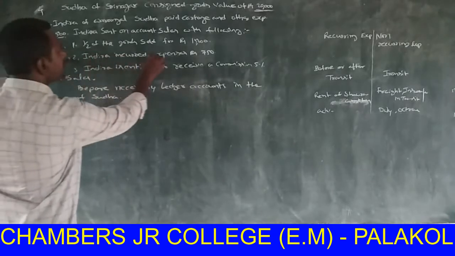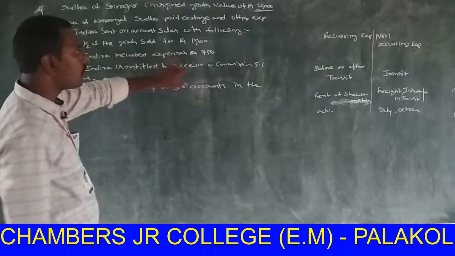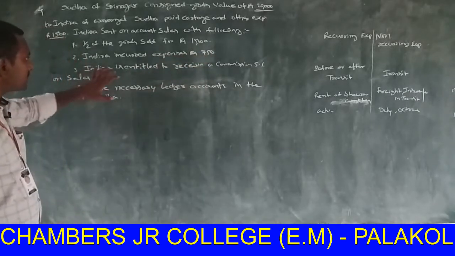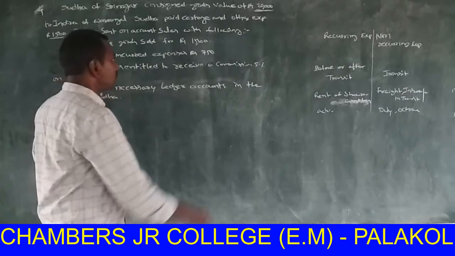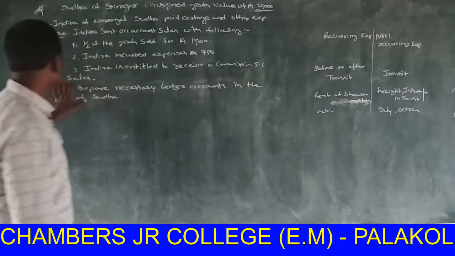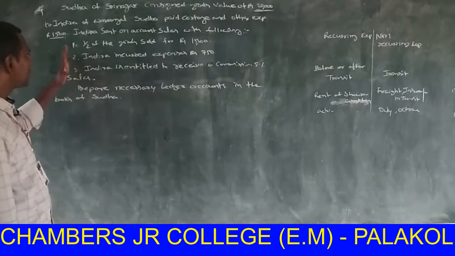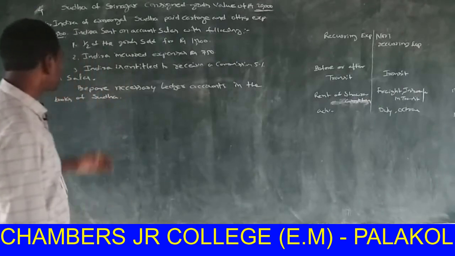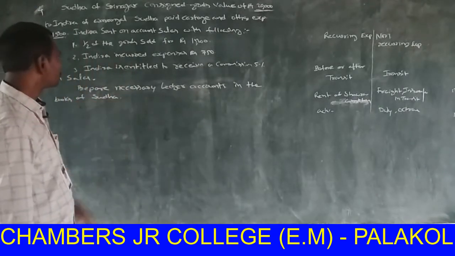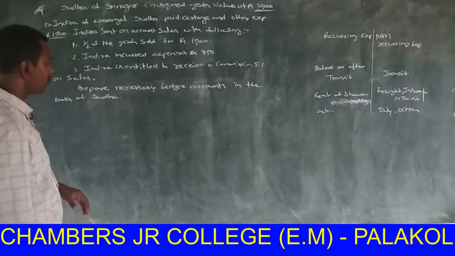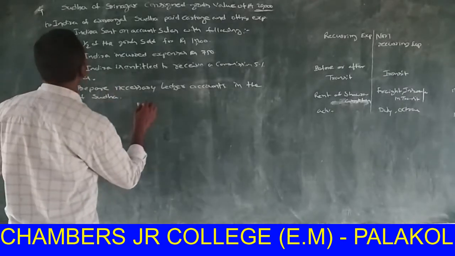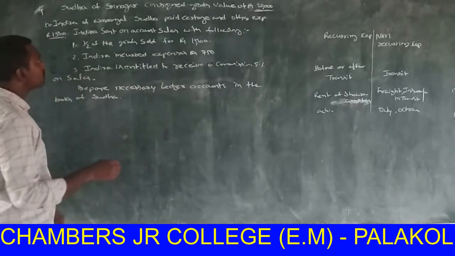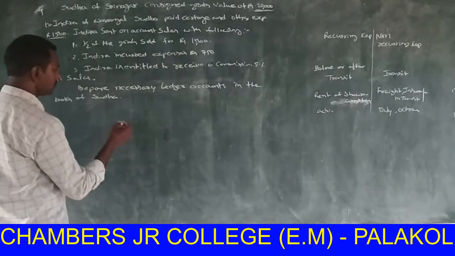Next, Indira incurred expenses of rupees 750. This is the expense of the consignee. Indira is entitled to receive a commission of 5% on sales. Here the consignor gives commission to the consignee, that is 5% on sales. Prepare necessary ledger accounts in the books of Sudha. Now let us prepare the ledgers in the books of Sudha.